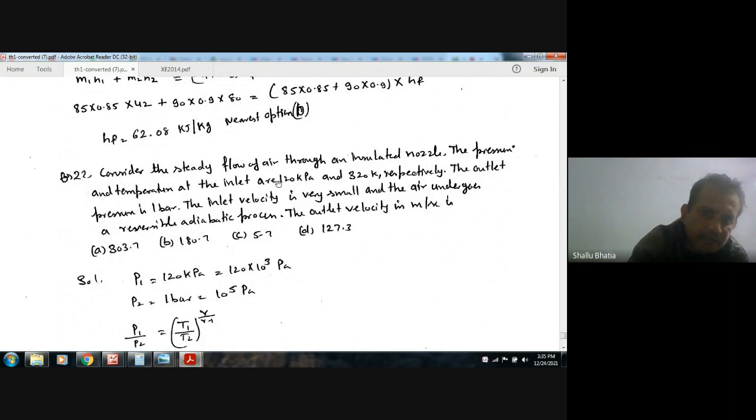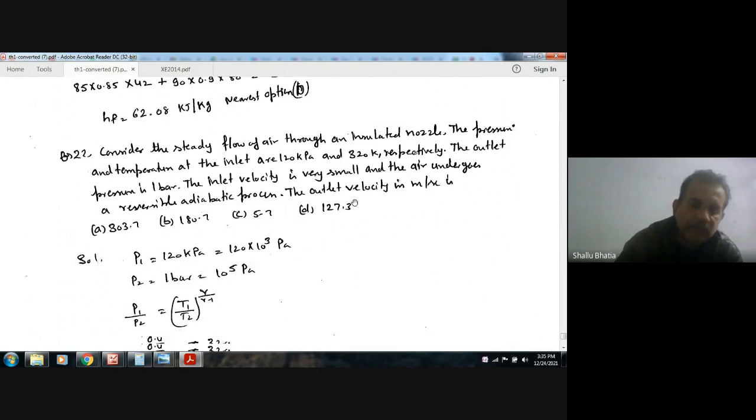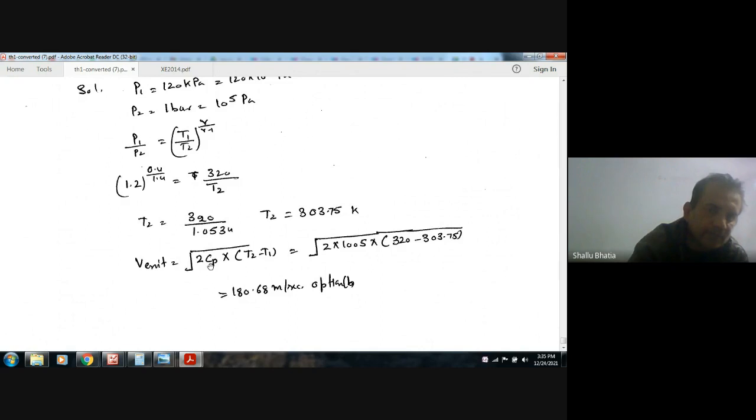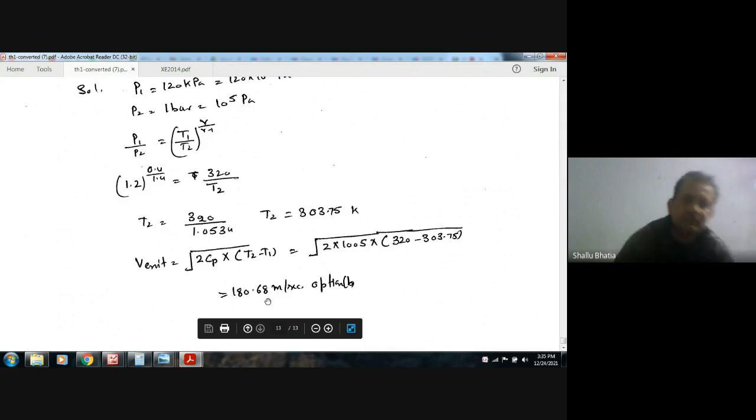Okay, so at inlet the velocity is very, very small. So we can take V exit, by using the energy equation, as H1 minus H2, so H2 minus H1, where H2 is m Cp T2 and H1 is m Cp T1. So this is the square root of 2 into 1005 into 320 minus 303.5. Okay, so this comes out to 185.68. Option B is the answer.